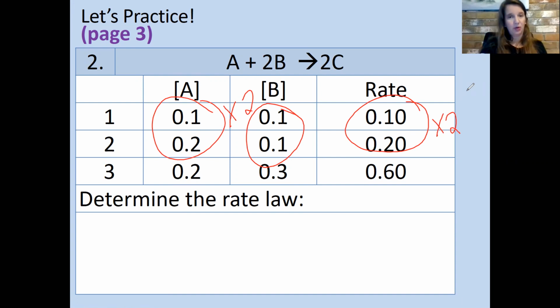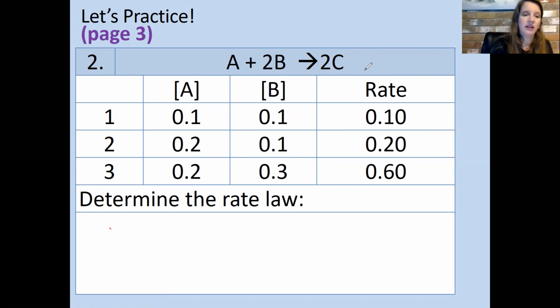So since it's both doubling, what does the order have to be on the concentration of A? The order is going to have to be first order. Okay. So down here we would say rate equals K times the concentration of A.